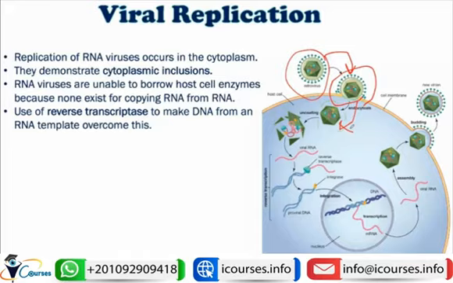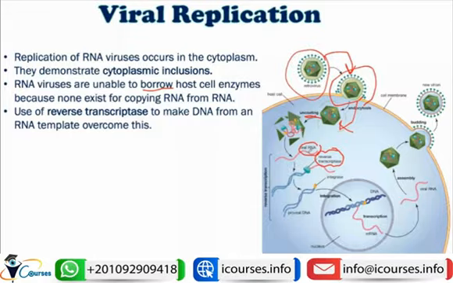Since the cell doesn't have enzymes that will replicate this RNA, and the RNA virus is unable to borrow the host cell enzymes, because there are no cell enzymes to copy RNA from RNA, the reverse transcriptase will make a DNA version of the viral RNA. So the reverse transcriptase makes DNA from the RNA template to overcome these problems.